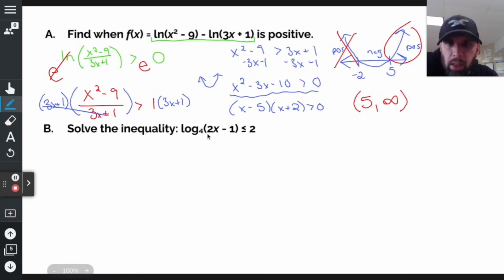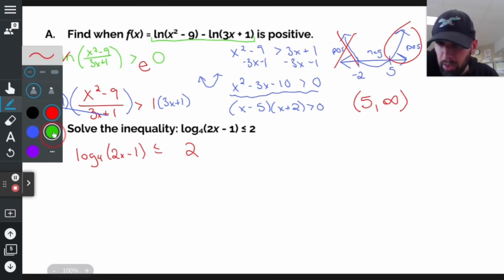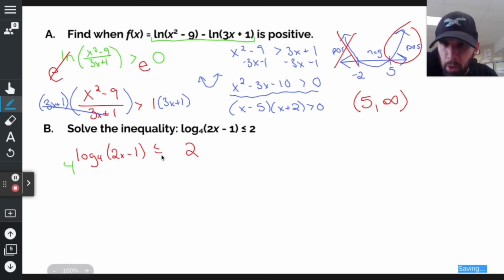Solve the inequality log base 4 of (2x minus 1) is less than or equal to 2. All right. So let me rewrite it out so I have a little bit more space. Log base 4 of (2x minus 1) is less than or equal to, leave some space, 2. Why leave some space? I want to get rid of that log. How do you get rid of that log? Take 4 to the power of both sides. That crosses out and leaves me with 2x minus 1 is less than or equal to 16.